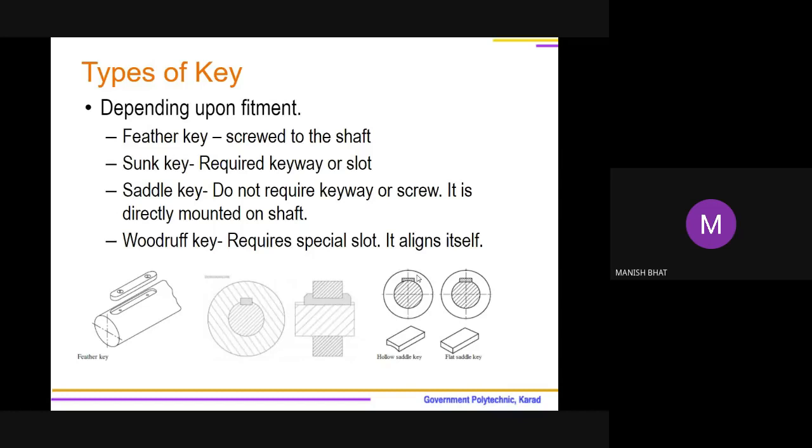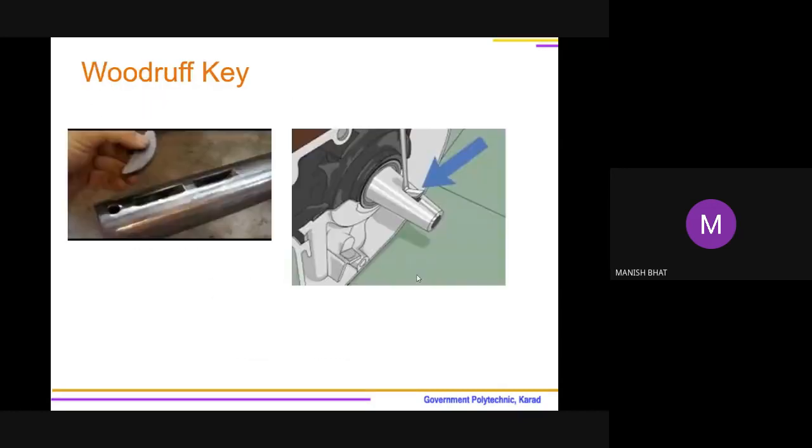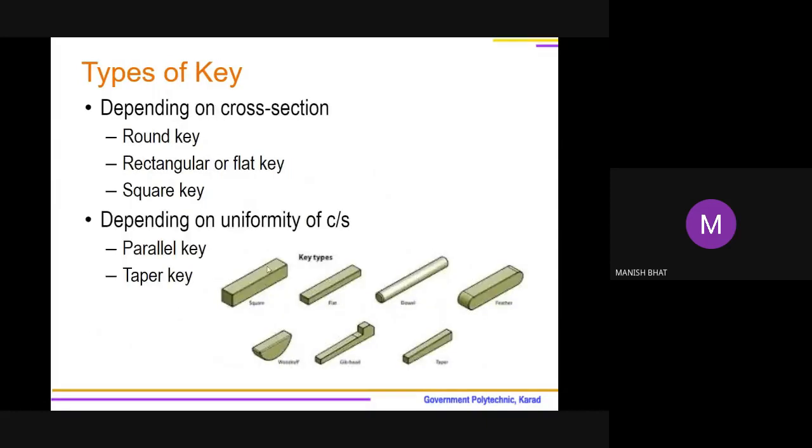And one more key is the Woodruff key. The Woodruff key has a special cross section. So this is the Woodruff key, which is having some thickness and it has this cylindrical portion, correct? A semi-cylindrical shape is provided. See, there should be a slot inside the shaft.